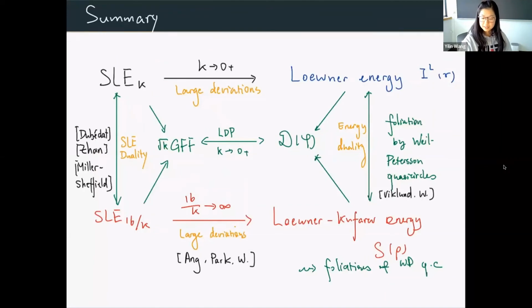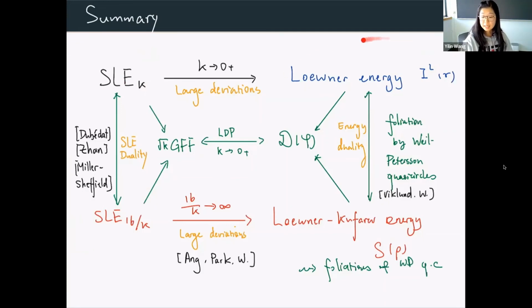So this is the final slide, and there's another part of the story that relates the Dirichlet energy of functions living on the whole plane to some large deviation of a Gaussian free field. Small kappa SLE gives you the Loewner energy, and large kappa SLE gives you the Loewner-Kufarev energy. There's a duality between them. There's a connection to the Gaussian free field.